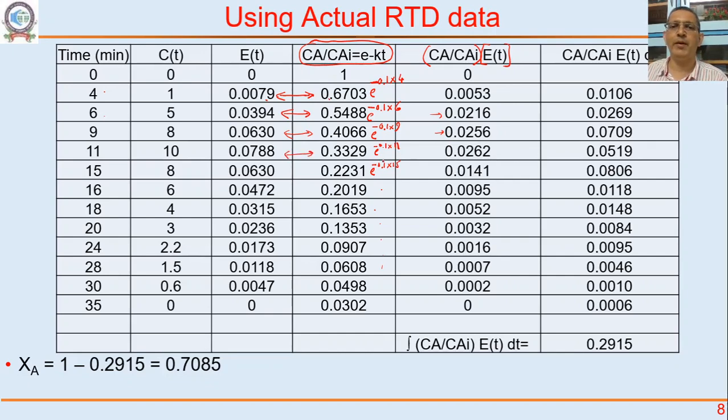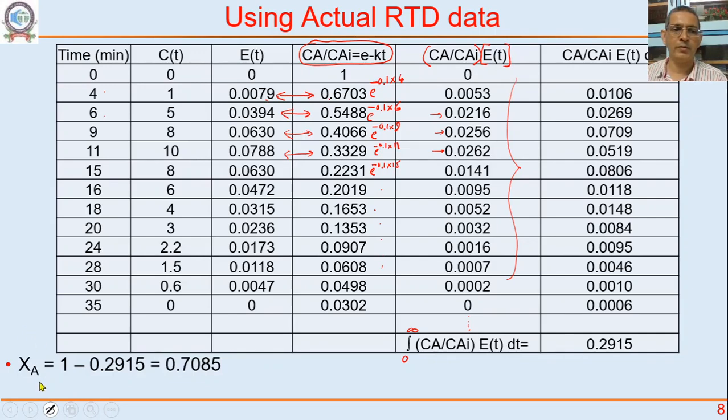0.0788 multiplied by 0.3329, you will get 0.0262, and so on. This is CA E T dt. Now we have to just integrate this from 0 to infinity, or 0 to 35, because there is nothing beyond 35. Concentration has already come to 0, E curve has already come to 0. So now use the trapezoidal rule.